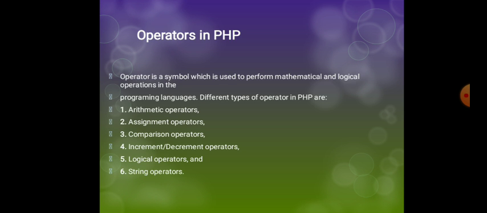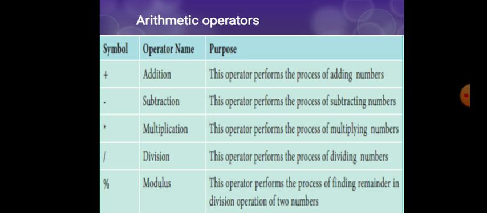Next one, operators. An operator is a symbol which is used to perform mathematical and logical operations in a programming language. Different types of operators in PHP are arithmetic operator, assignment operator, comparison operator, increment or decrement operator, logical operator, string operators. These operators we have learned previously. Here you can see the arithmetic operators: symbols, operator name, then purpose of the symbol.